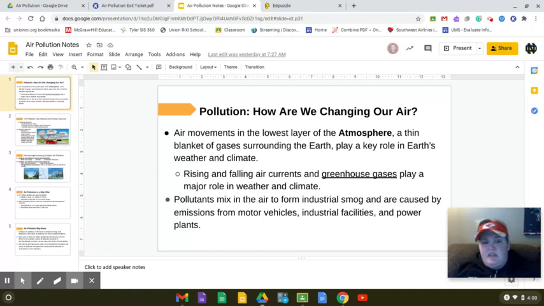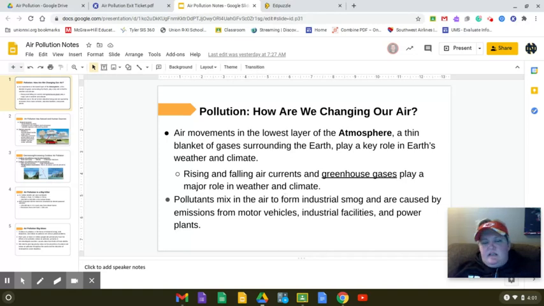So we're talking about our atmosphere. As it says here, the atmosphere, which is a thin blanket of gases surrounding the Earth, plays a key role in Earth's weather and climate. Our atmosphere, its balance of chemicals, of gases, everything in it is there for a reason. And when we try to either add or take away from those, that is when we can cause a problem.